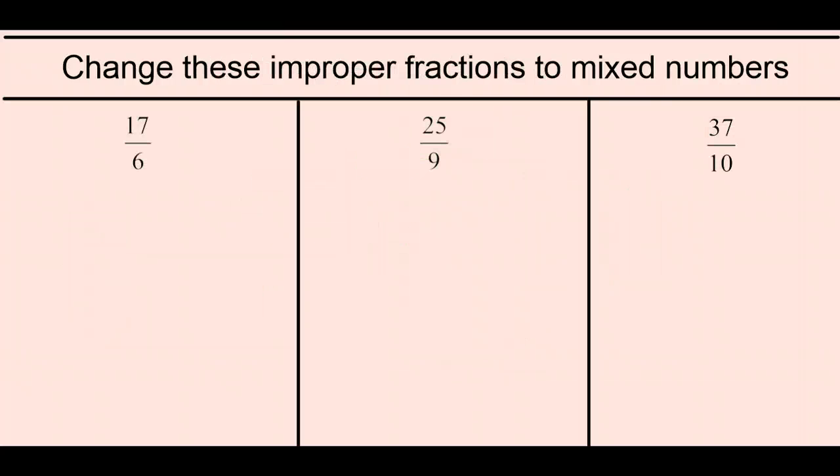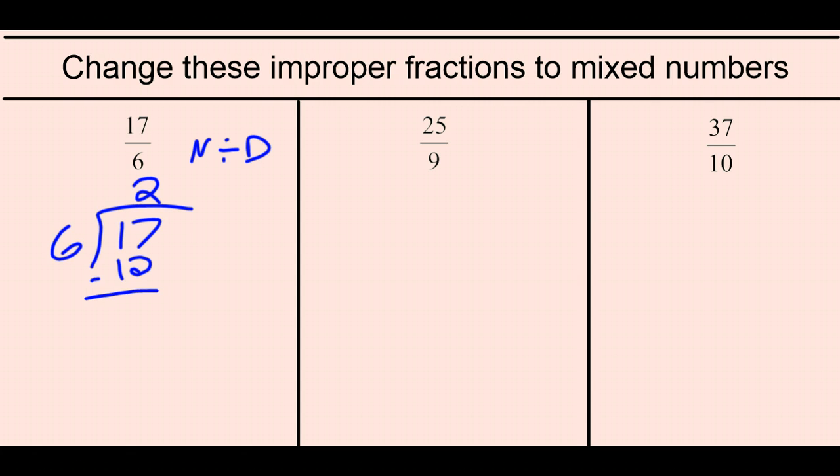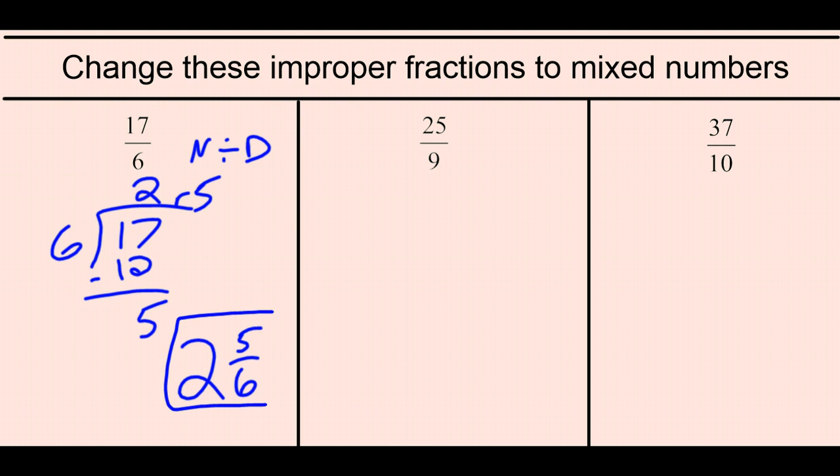So now go ahead and pause the video and work on these 3 problems converting these improper fractions to mixed numbers. So for the first one, 17/6, we need to divide numerator divided by denominator. So 17 divided by 6. 6 goes into 17 twice with a remainder of 5. That means for 17/6, we have 2 full sets of 6 and 5/6 remaining. So that is 2 and 5/6.